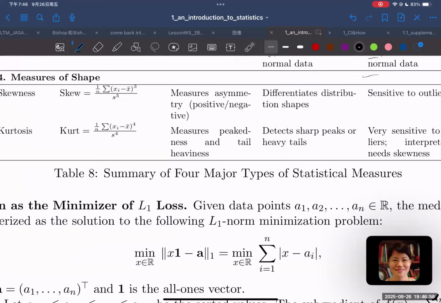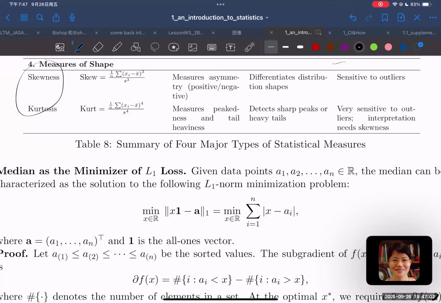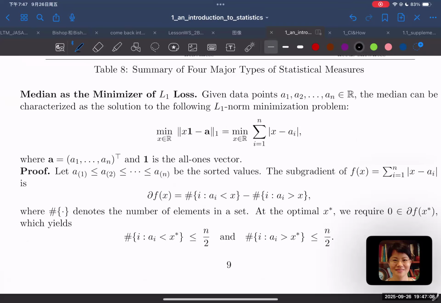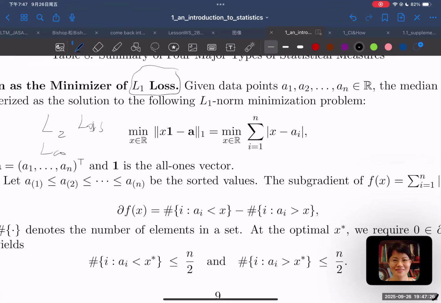Next one is about the measures of shape. And here, skewness and kurtosis, I introduced this already. Yeah, I do not mention much about that. But the next one you guys should keep in mind. Here, the first one is about the L1 loss. If you have L1 loss, then there would be L2 loss. Besides L2 loss, you may have some L infinity loss. But I think at least you need to grasp L1 loss and L2 loss.